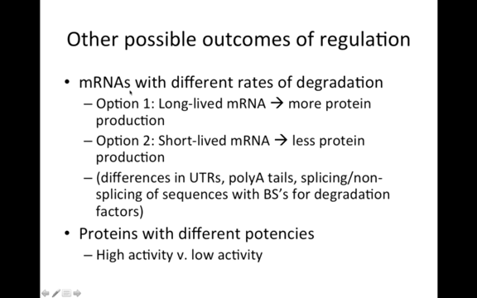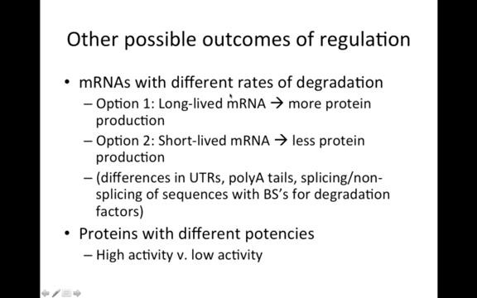So there are actually a number of different possible outcomes of regulation. One possibility is that we can produce two different mRNAs, one that is very long-lived and the other short-lived. That means just that this mRNA will be around for a long time. It has a long half-life, whereas this mRNA gets degraded quickly.